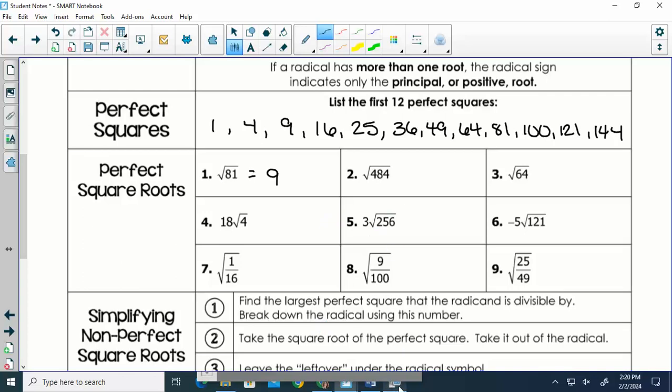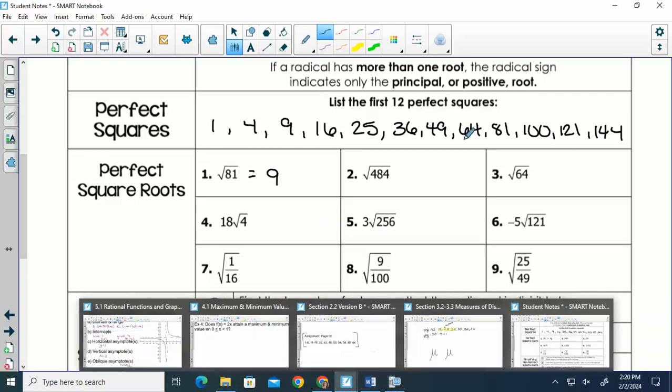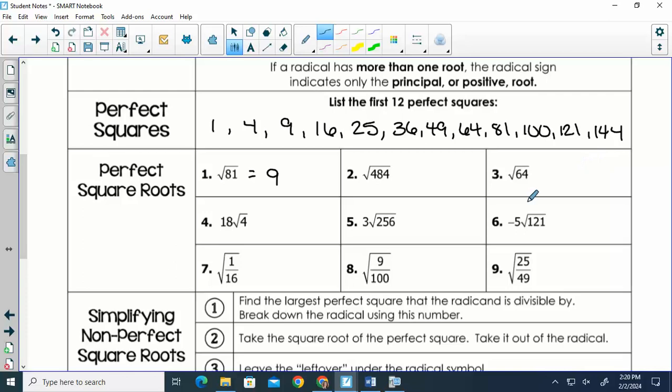Do we know the square root of 484? Is it on our list? No, but if you check on your calculator, type it in, what does it tell you? 22. What's the square root of 64? 8.